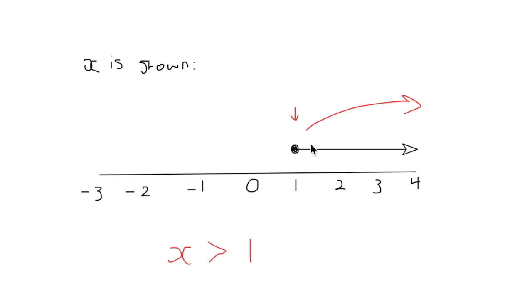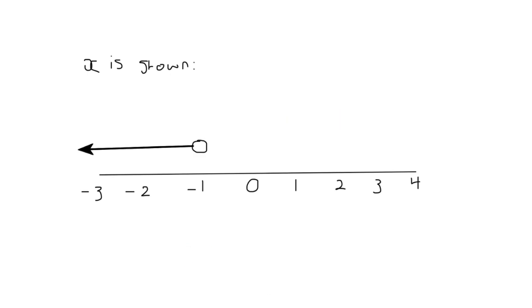But then the last thing we need to do is check this circle. If this circle is coloured in, like it is here, it also can be equal to. So the answer for this question will be x is greater than or equal to 1. Another example of a question like this might look more like this. So this time we've got a circle and an arrow, but they're pointing in the other direction. So we're going to do the same thing.